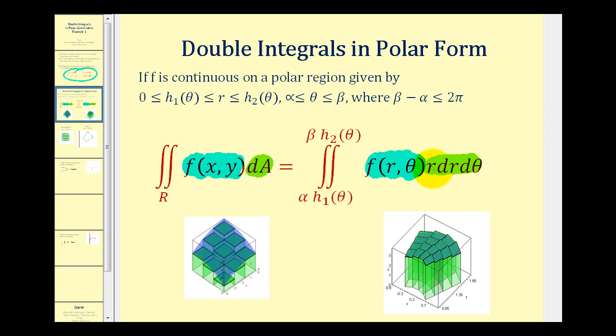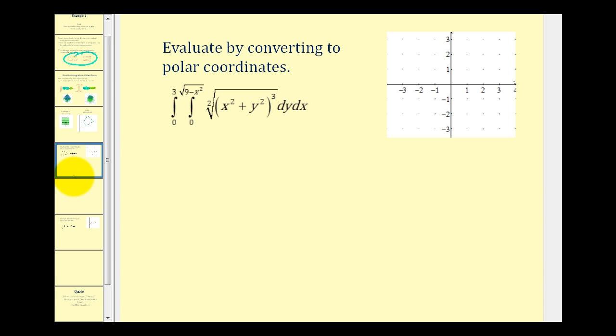And we talked about in the introductory video where this extra factor of r came from. It actually comes from the arc length formula. So if you want to review that, you may want to take a look at that video first. In this video, we're going to focus on converting this double integral in rectangular form to polar form and then integrating it. So the first thing we want to do is determine our region of integration.